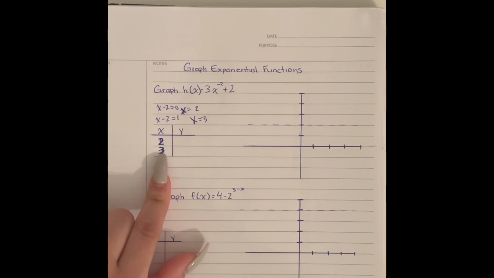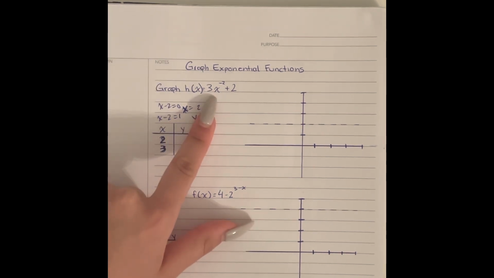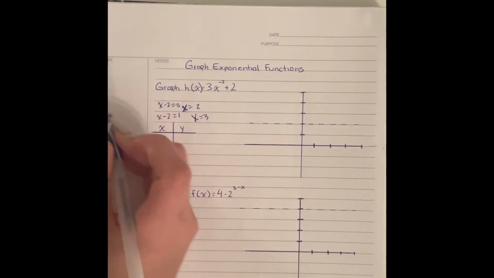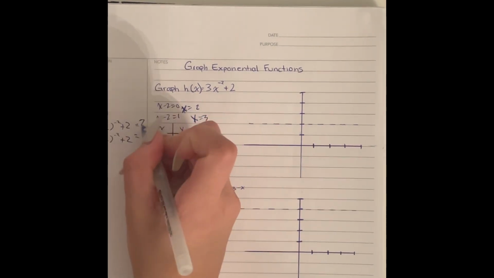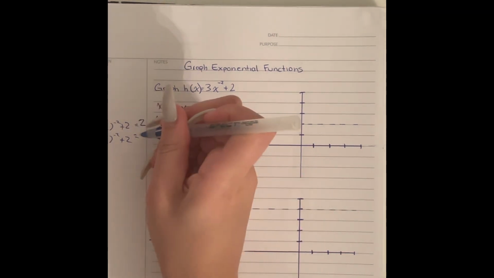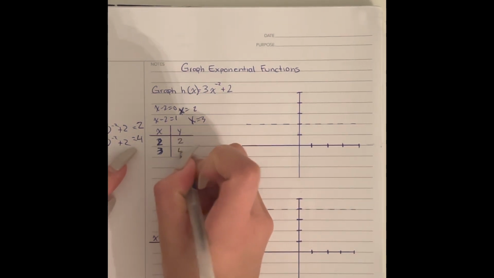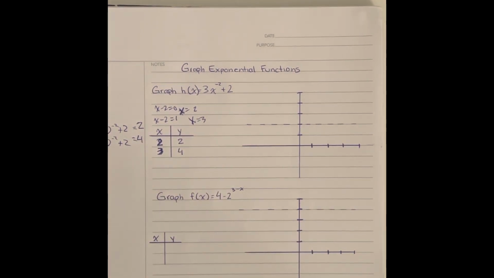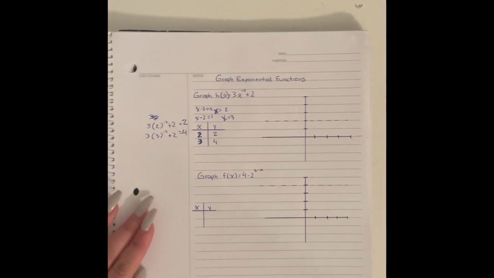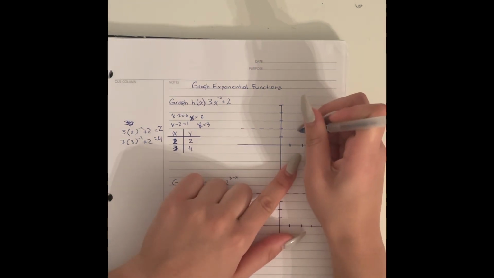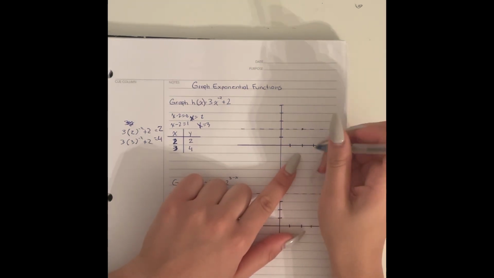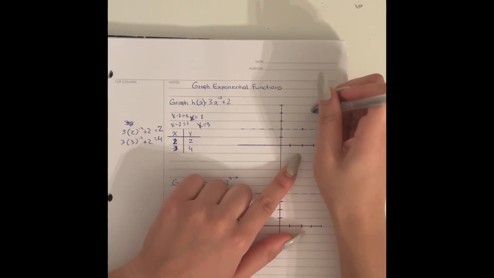And then now we can plug this back into our original equation to solve for y. So I'll do that here just on the side. And this is going to give us 2, and this will give us 4. So now I have our 2 y values. I'm going to put that into the chart to fill it out. I'm now able to graph it with my 2 points. So I have 2 and 2 here, and 3 and 4 here.